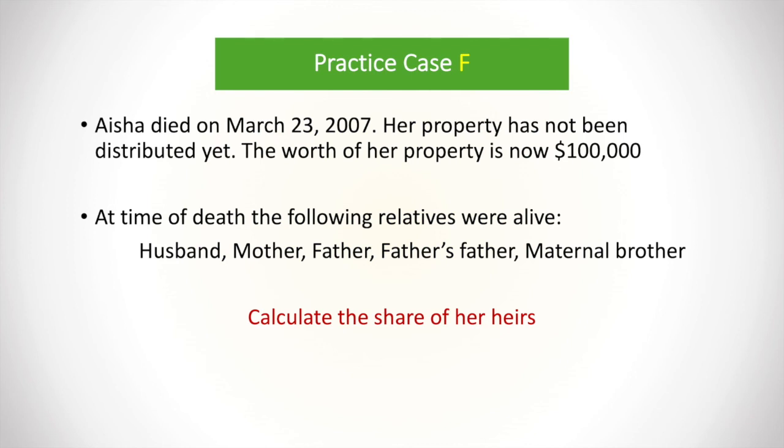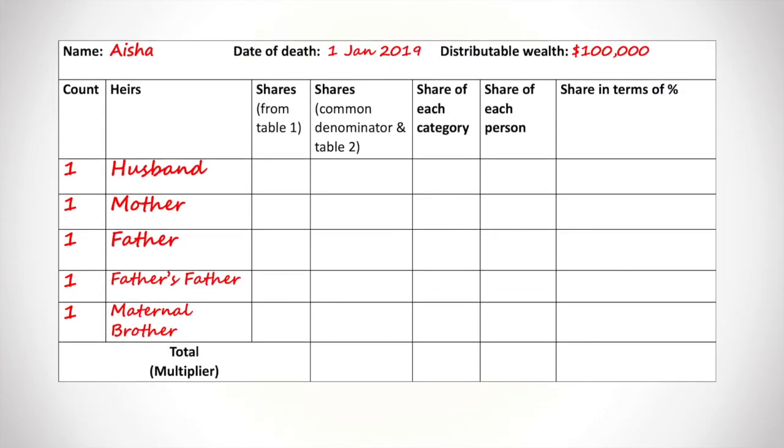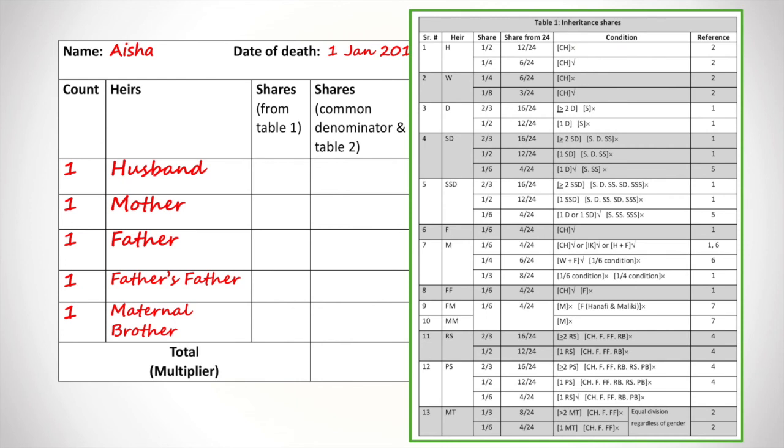Aisha died on March 23rd, 2007. Her property has not yet been distributed, and the worth of the property now is $100,000. At the time of her death, the following relatives were alive: husband, mother, father, father's father, and maternal brother. Let's calculate their shares. We put this information in our template and go to table 1. There's one husband, and there are actually no children. So the husband should get 1/2. We put that number in.